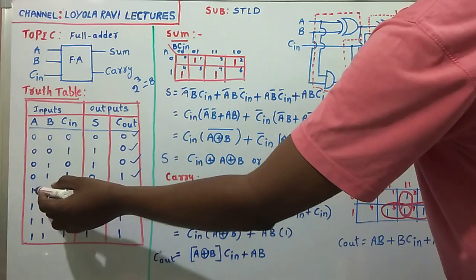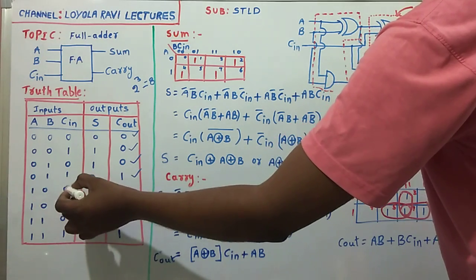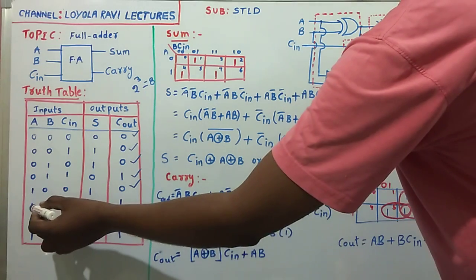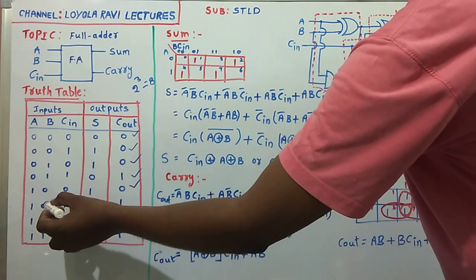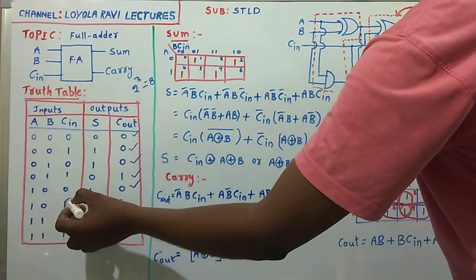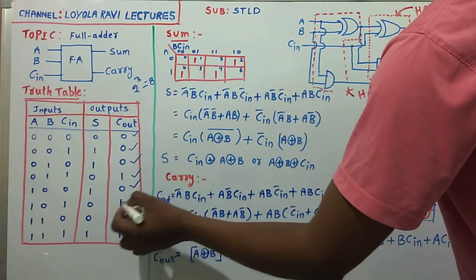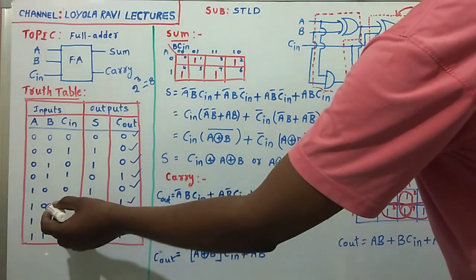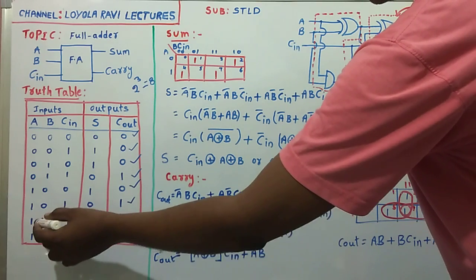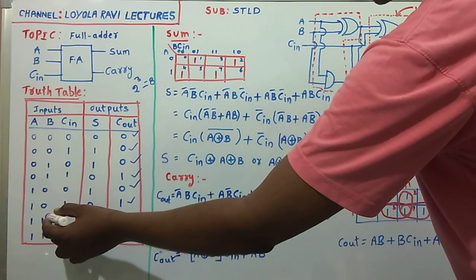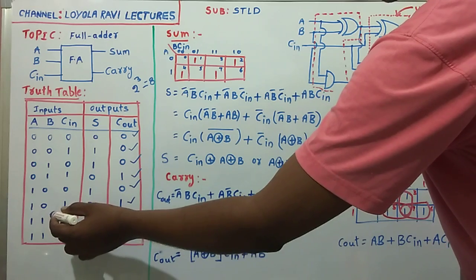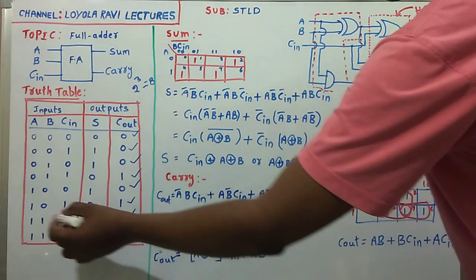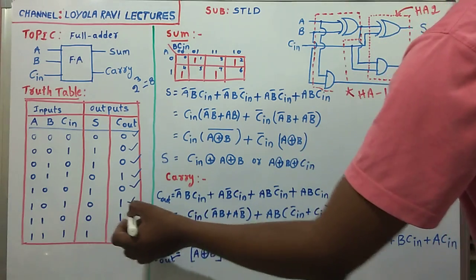Then 1, 0, 0. Four is 1 plus 0 plus 0: 1, there is no carry. Then for 5, 1 plus 0 plus 1: 2 ones means sum 0, carry 1. Then go for the 6th, 1 plus 1 plus 0: again sum 0, carry 1. Only 2 ones we have, that's why sum 0, carry 1.